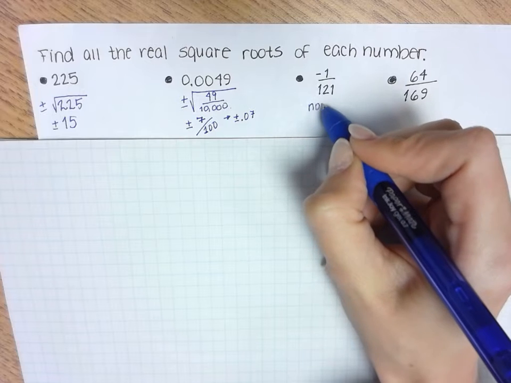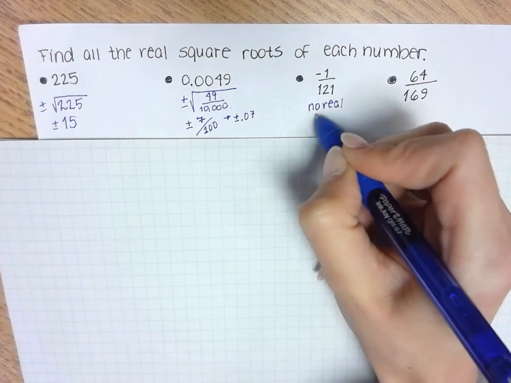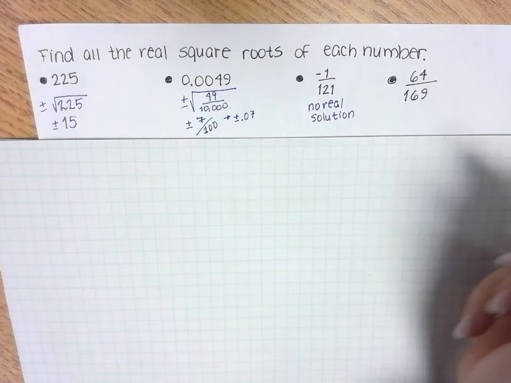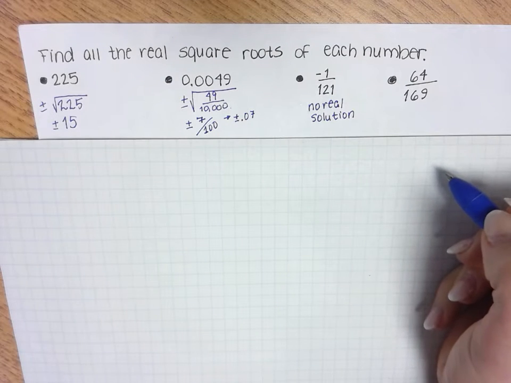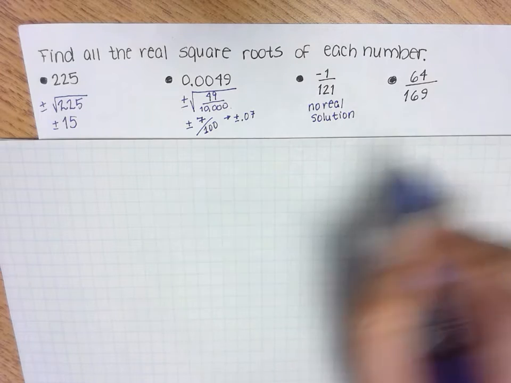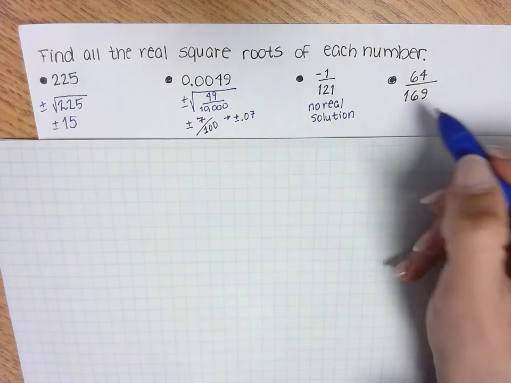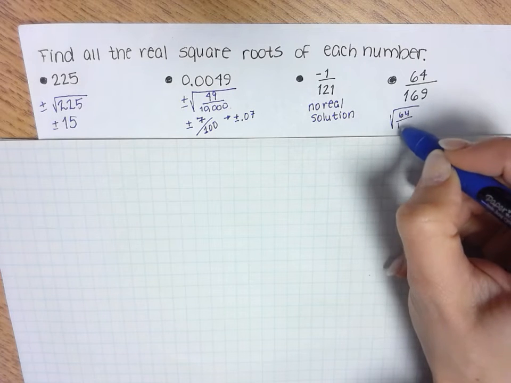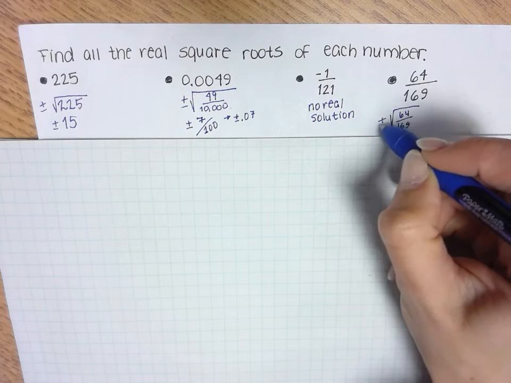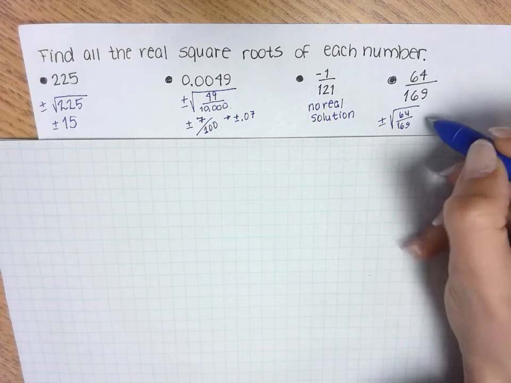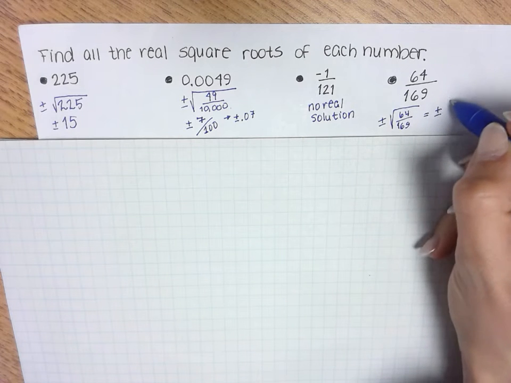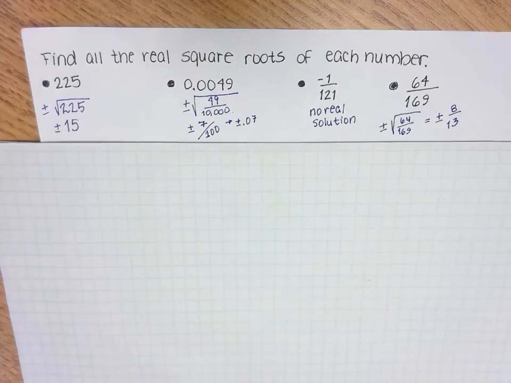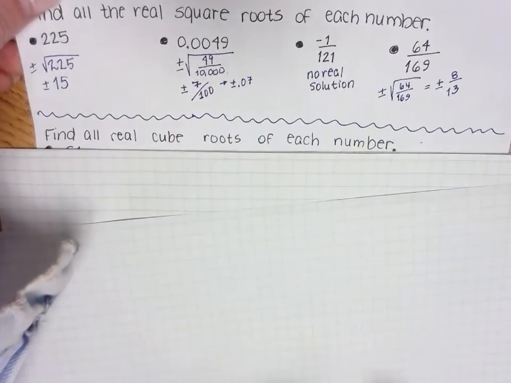You just write no real solution because no number times itself will give you a negative answer. The square root of negative 1 is the imaginary number i, but the directions specifically ask for real solutions. Next, the square root of 64 over 169, plus minus again, and you should know these by heart, so it's plus minus 8 over 13. So done and done. All right, next set of examples.